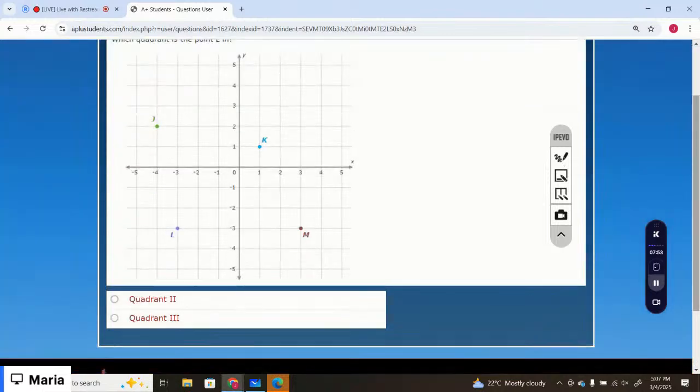Which quadrant is the point L in? Point L is in quadrant 3. Option number 2 is the correct option.